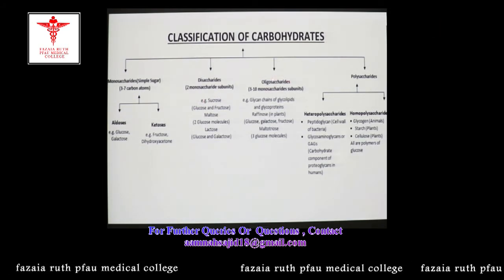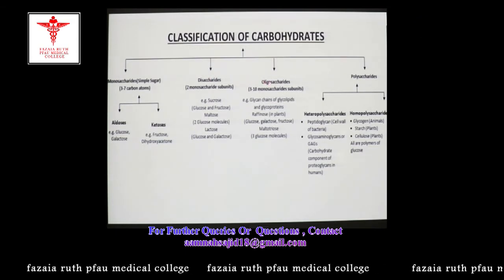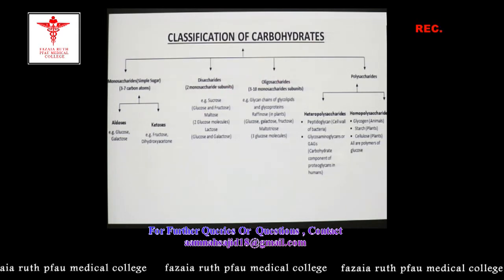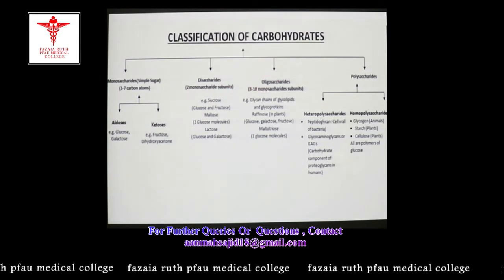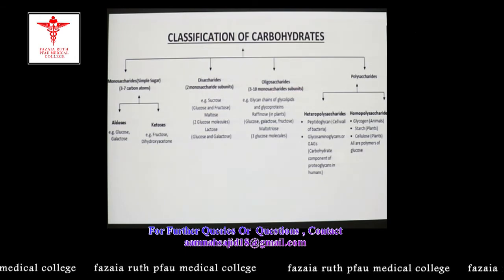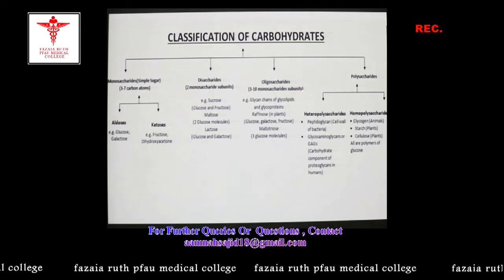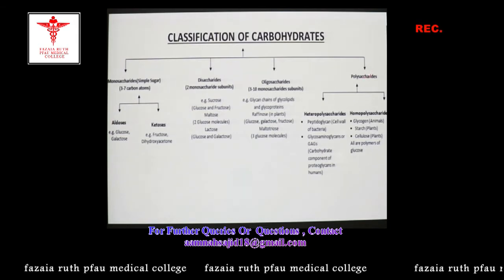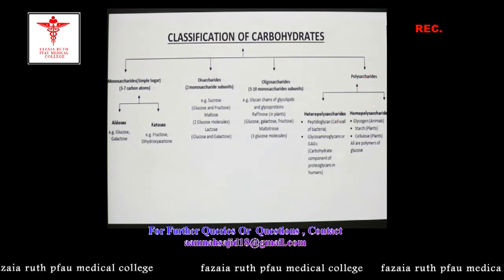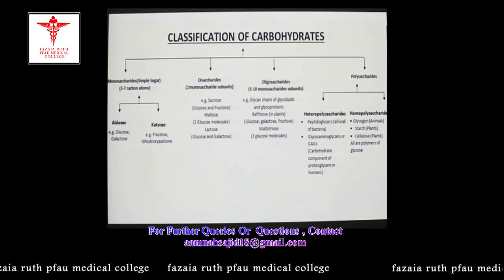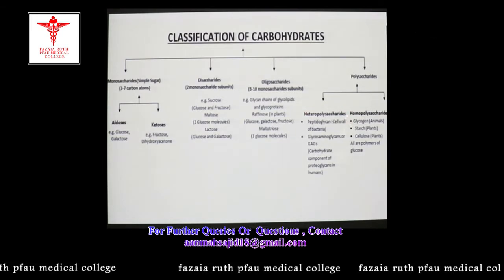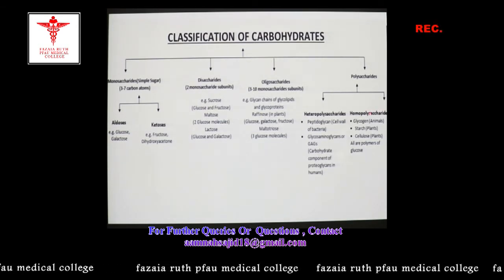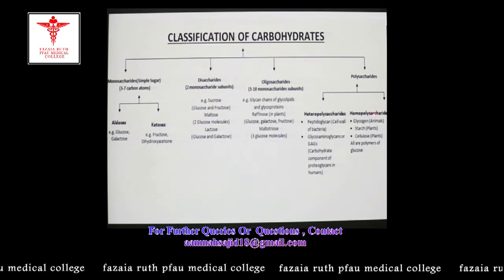Now, what are oligosaccharides? And what is the difference between disaccharides and oligosaccharides? In disaccharides, there are only 2 monosaccharide subunits, whereas in oligosaccharides, there may be 3 to 10 monosaccharide subunits. And when more than 10 monosaccharide subunits are linked together via glycosidic bonds, they give rise to polysaccharides. Now, polysaccharides can be further divided into heteropolysaccharides and homopolysaccharides. In heteropolysaccharides, the constituent monomers are different in nature, whereas in homopolysaccharides, there is only one type of monomer which is linked together to give rise to the homopolymer.